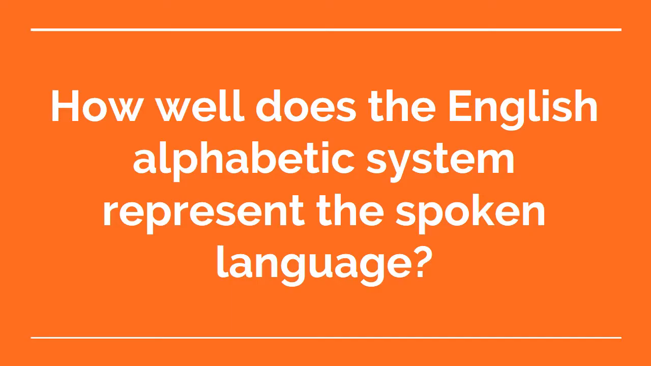So we can see that some systems use more pictographic or character symbols. Others use more alphabetic or syllabic systems. And this brings up an interesting question: is the English alphabetic system a good system for representing the English language? Take a moment to think about that. Do you agree or disagree with the idea that the alphabet we use in English is a good system?